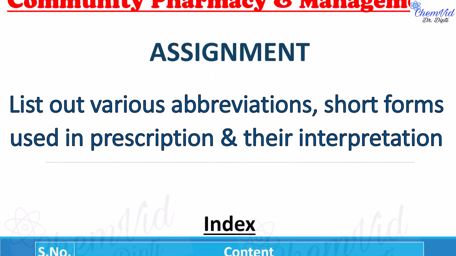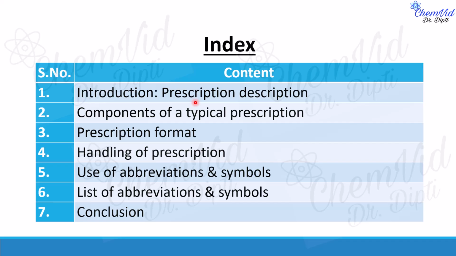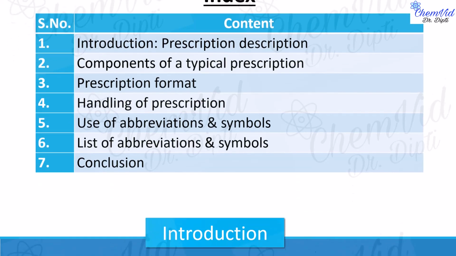To start with, first you'll make an index in your assignment which will comprise of these subsections. The first one will be the introduction including the prescription description. Then comes the components of typical prescription, then prescription format, then comes handling of prescription, use of abbreviations and symbols, then comes the list of abbreviations and symbols and conclusion. Now let us see one by one what to write under these sections.